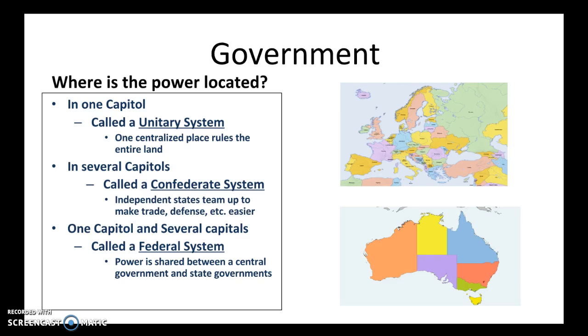And then finally, before you move on from this slide, think about which one of these applies best to the United States. Does the United States use a unitary system? Does it use a confederate system? Or does it use a federal system? Jot down an answer, and also some evidence that shows how you know it is that choice.